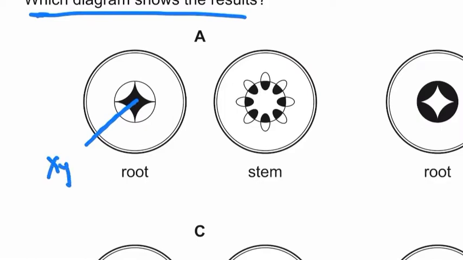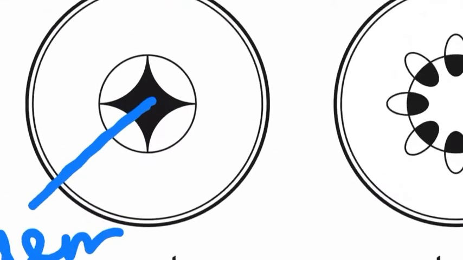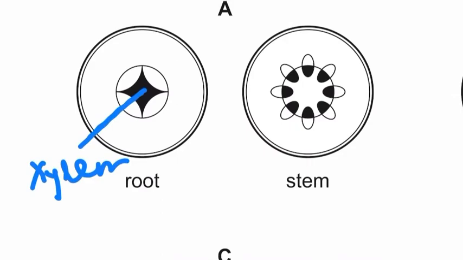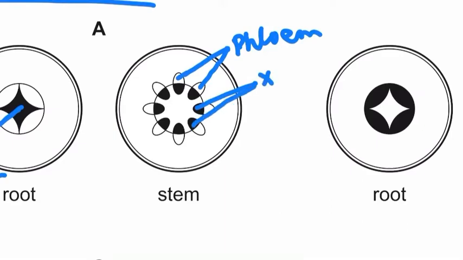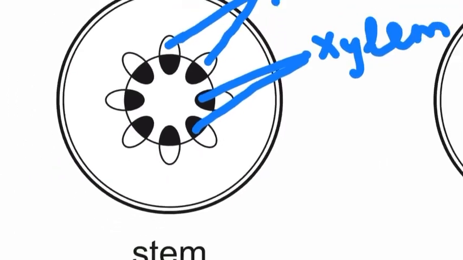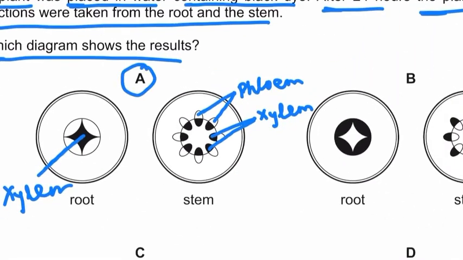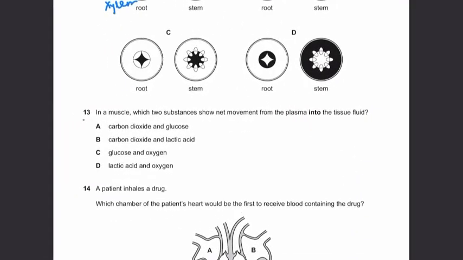As we see in option A, this part has stained. And xylem should stain. This is correct for the root. And for the stem, as we all know, the outer parts of the vascular bundle are phloem and the inner part is the xylem. So again, in the stem, we see the right option of xylem being stained. So the answer is A. Let's move on to MCQ number 13.